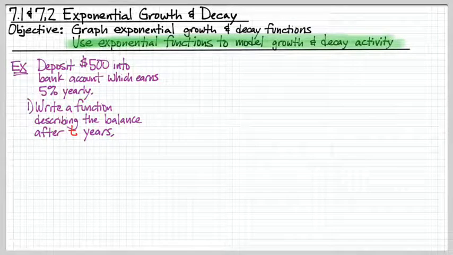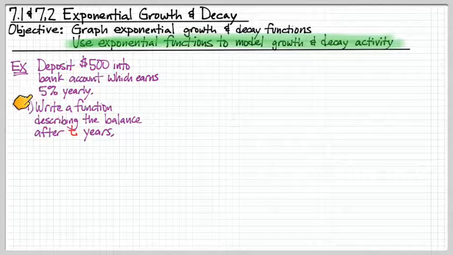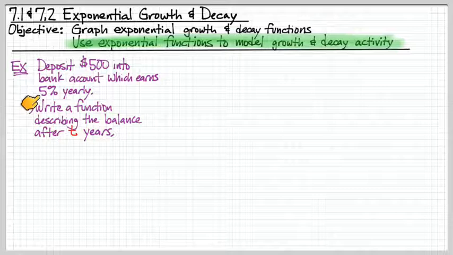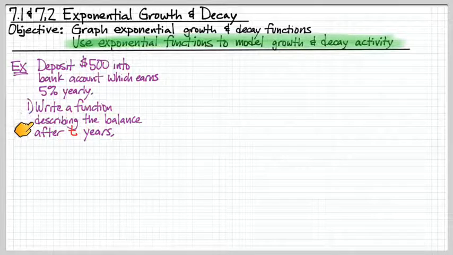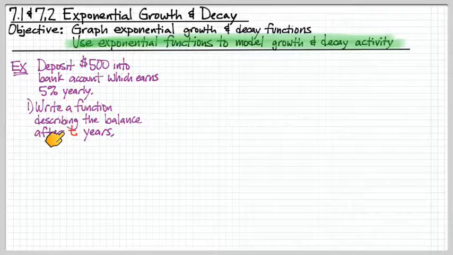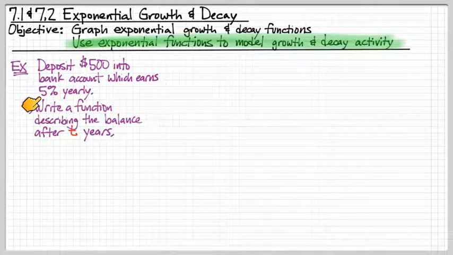We go to the bank, we deposit $500 into a bank account. It earns 5% every year. I want to write a function that describes the balance, how much money I have in the bank after t years. So I earn interest every year, and then I earn interest on top of that interest that I earn. So let's just look at how that works.